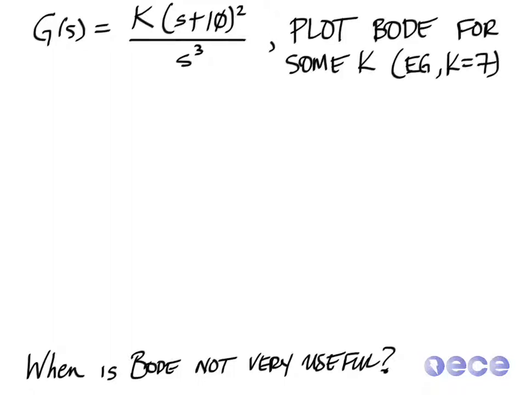So let's do some analysis here. I'd like to plot Bode for some K. So for example, we can choose K equals 7, and so this is some gain. I'm going to plot the Bode at this gain and see how the system seems to behave to indicate whether or not it happens to be stable.